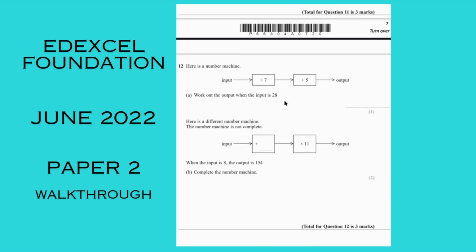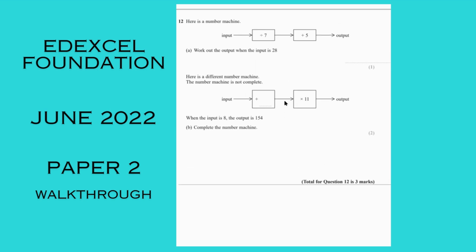On to some number machines. So for number 12, input is 28. So feel free, use your calculator, but divide it by 7, you get 4. Add on the 5, you get 9.